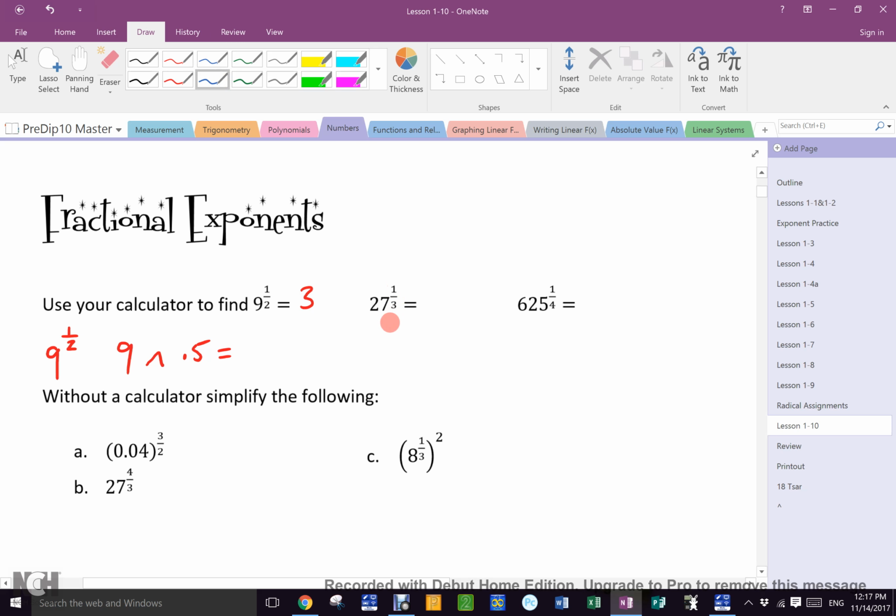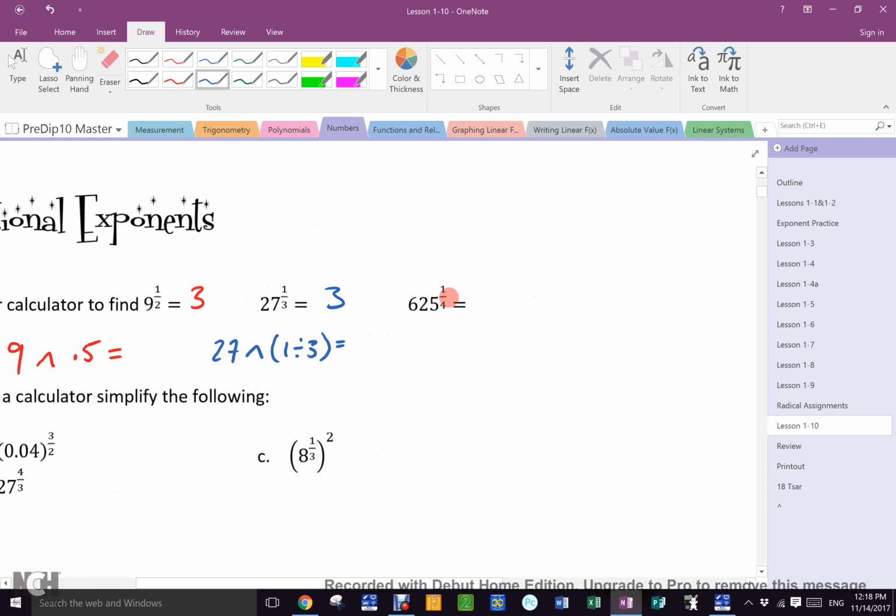Now, do 27 to the 1/3. Now, 1/3 is 0.3333 repeating, so you push 27, exponent button, bracket 1 divided by 3, bracket, equals. And tell me what you get. Oh my good gravy, 3.